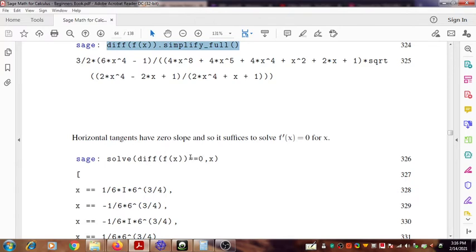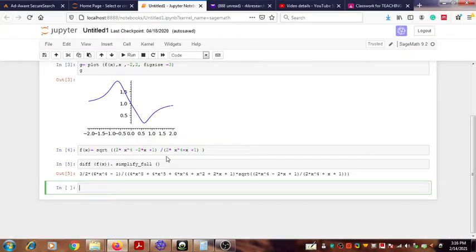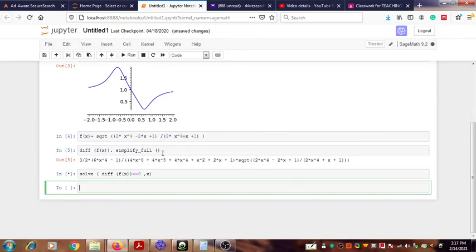After obtaining that equation, it can be solved to obtain the corresponding value of x, and that value of x will give us the slope of the tangent equal to 0. Then we can go to implement that step in SageMath. So that is this type, and then you take the output.